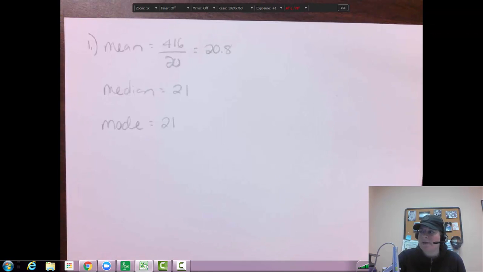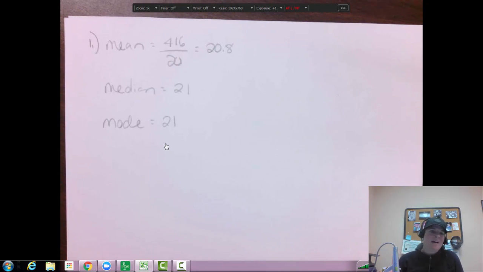Oops, let me move this out of the way. So these are our 3 averages here. We have our mean, our median, and our mode. And then let's talk about that range or that dispersion. How far spread out are our data?